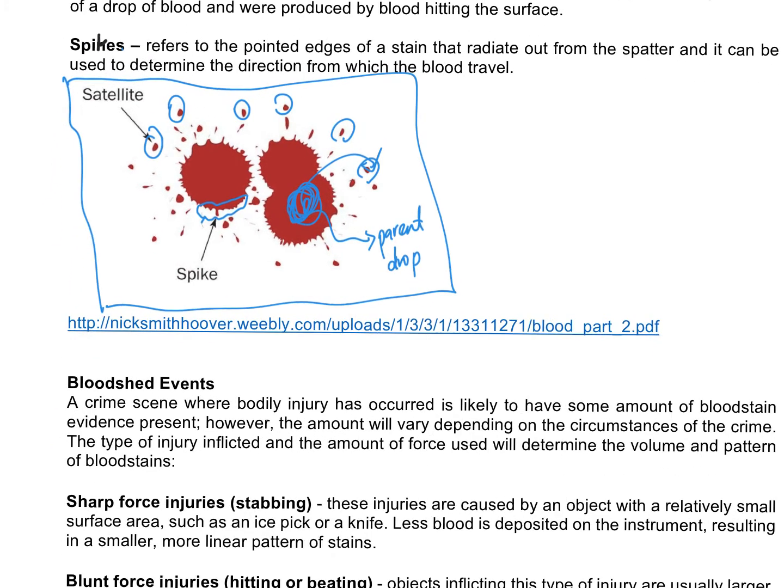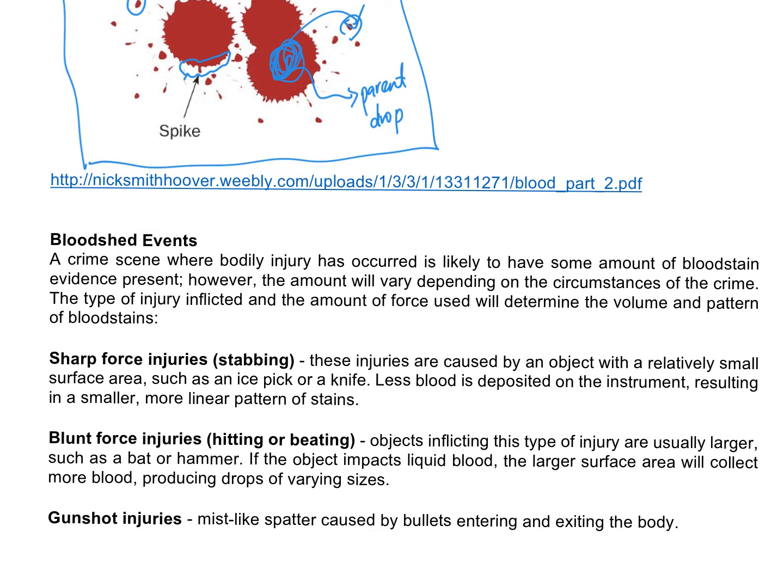Now, for bloodshed events, a crime scene where bodily injury has occurred is likely to produce a certain amount of blood stain. They should be able to find some blood stain evidence there as well. The amount depends on the circumstances of the crime, the type of injury inflicted, and the amount of force used will determine the volume and the pattern of blood stains.